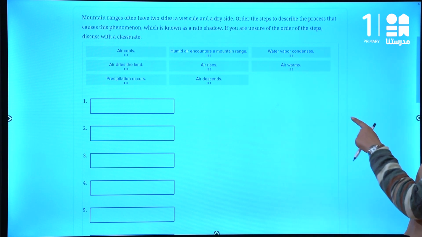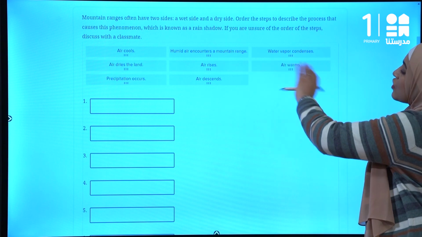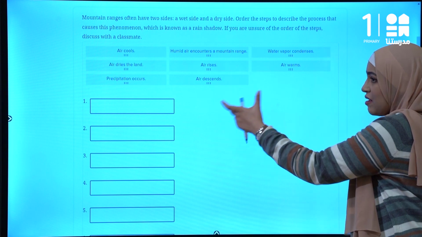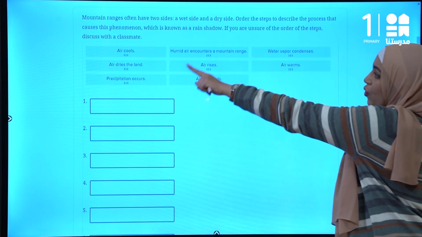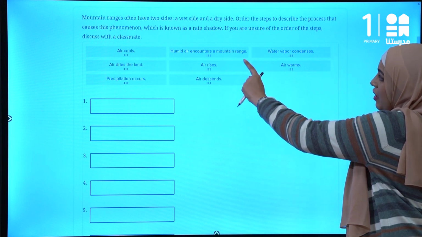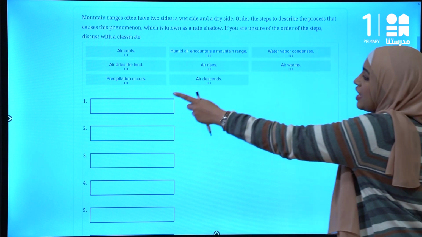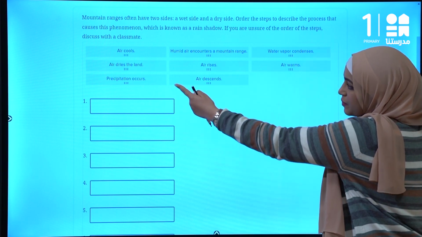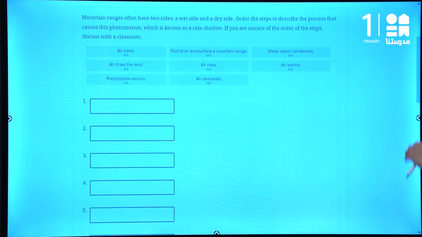Mountain ranges often have two sides, a wet side and a dry side. Let's order the steps. First of all, we are going to read each label, then think of the order of those steps. Air cools, humid air encounters a mountain range, water vapor condenses, air dries the land, air rises, air warms, precipitation occurs, and air descends. So, what do you think the first step that we are going to begin with?